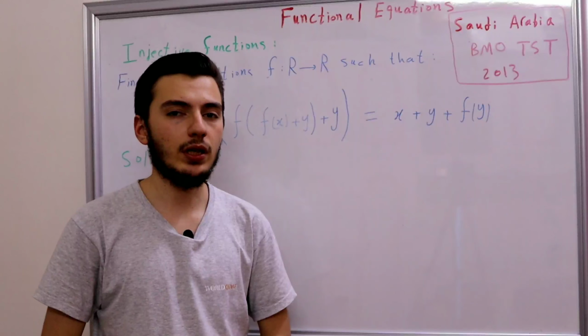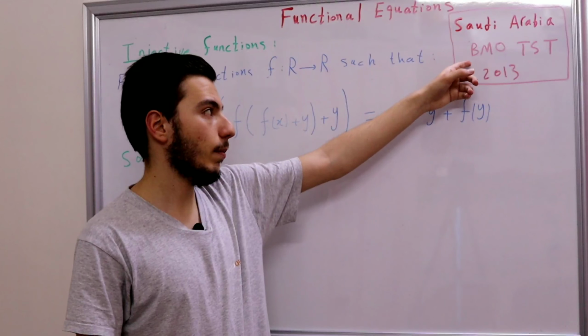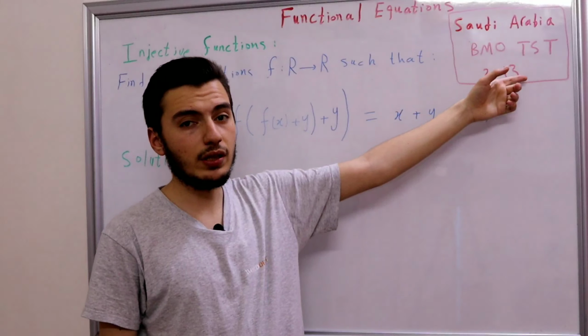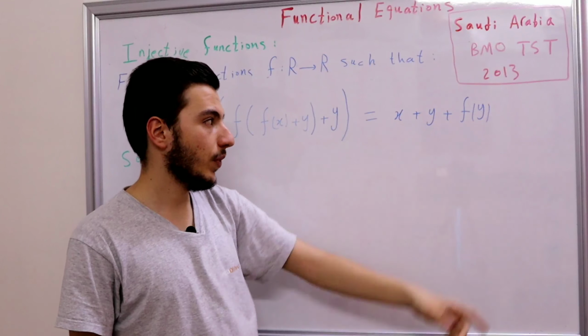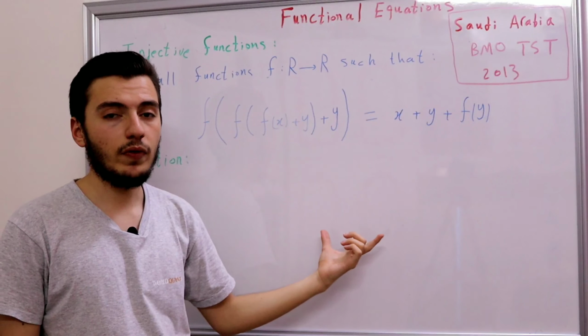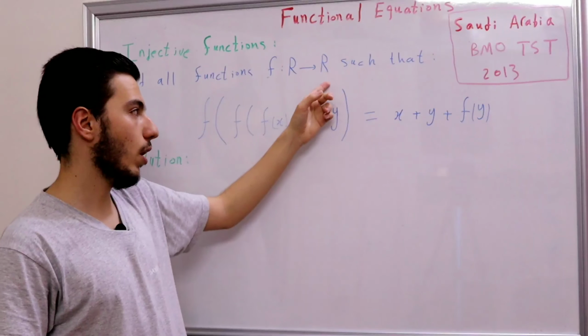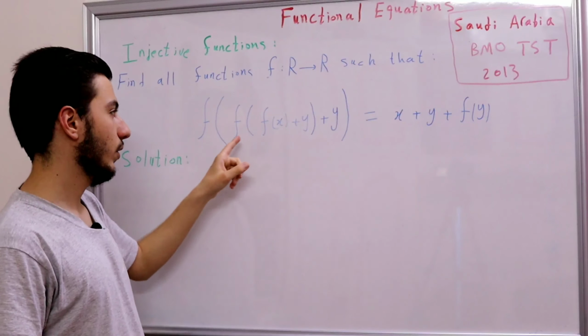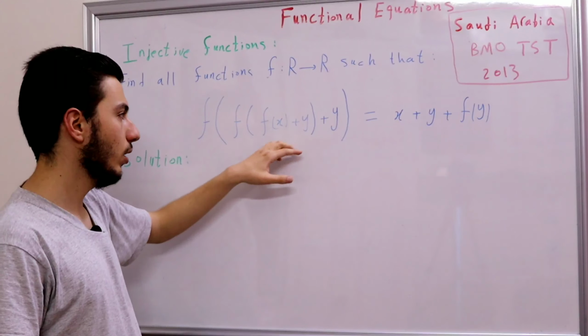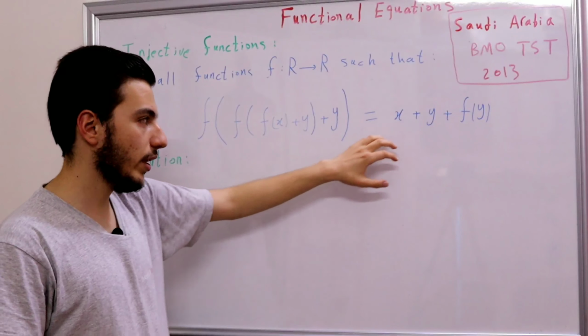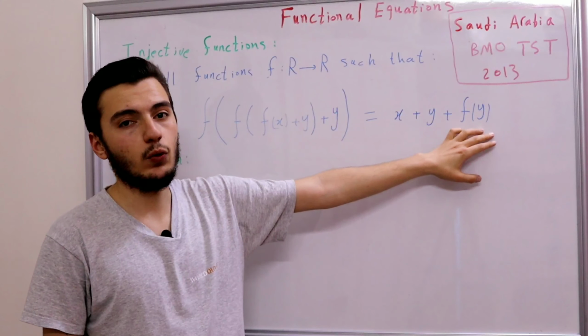So our problem is from the Saudi Arabia Balkan Math Olympiad Team Selection Test 2013. In this problem, we're asked to find all functions f from R to R such that f of x plus y equals x plus y plus f of y.